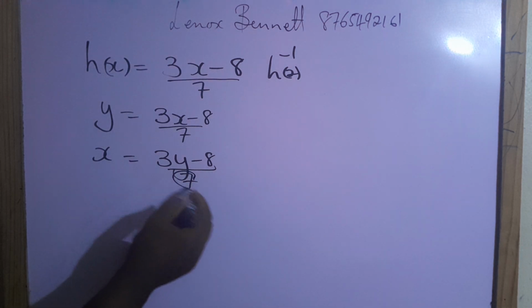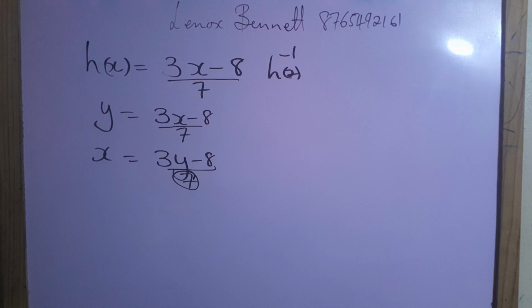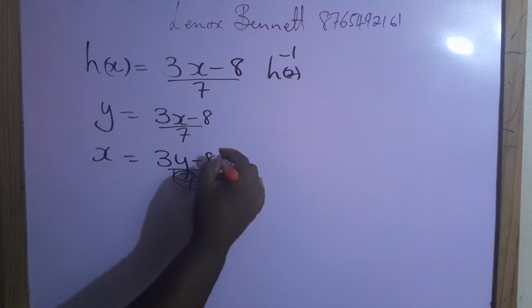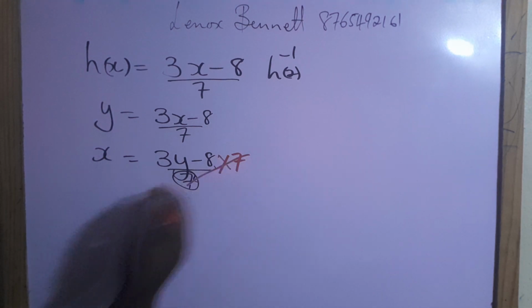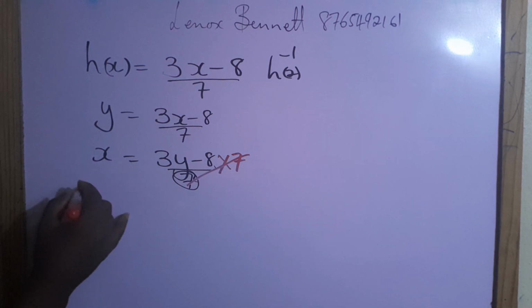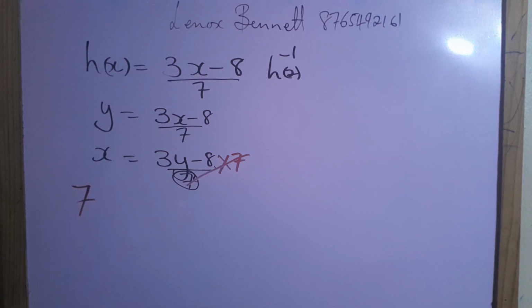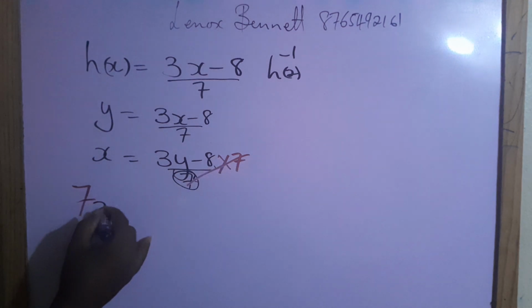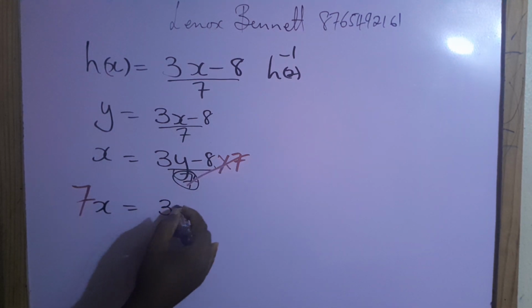So we take the opposite of this, which is dividing by 7. So we times by 7. And remember, guys, it's an equation. So whatever you do for one side, you have to do for the next side. So because we times by 7 here, we're supposed to also times by 7 here.